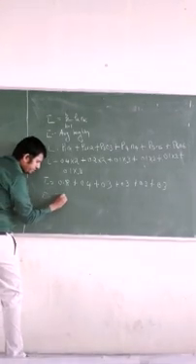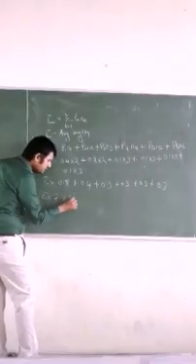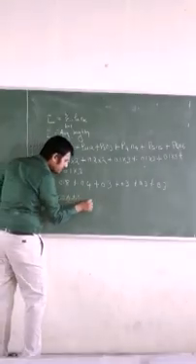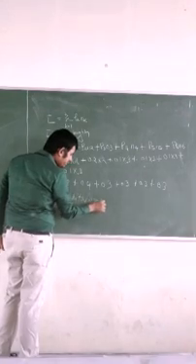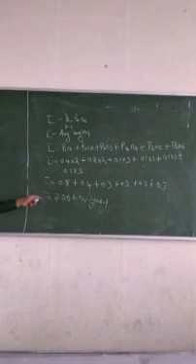So 2.56, this will be the answer. 2.56 bits per symbol. The unit will be bits per symbol. When you add all together, you will have the value as 2.56 bits per symbol. This is the average length value, that is the L bar value.